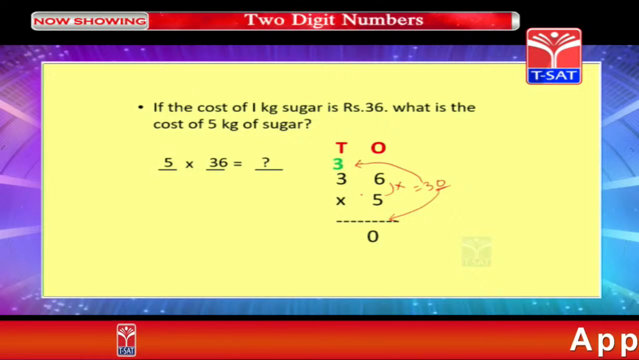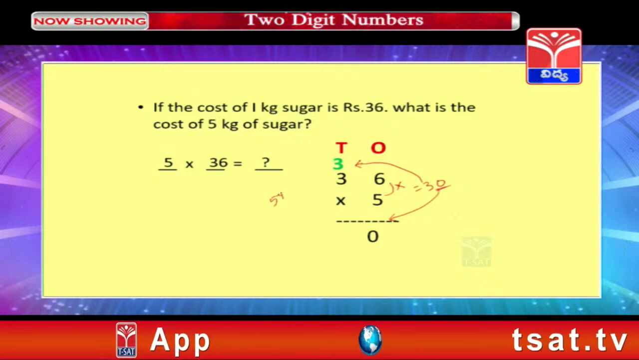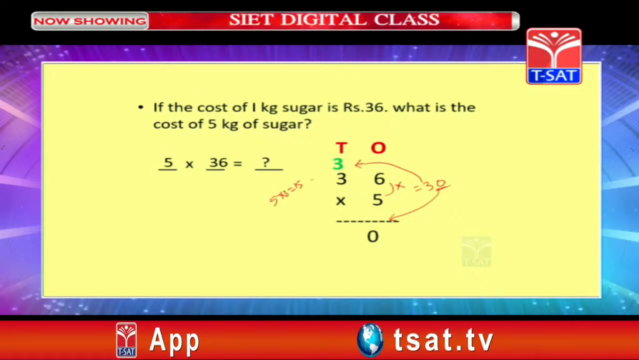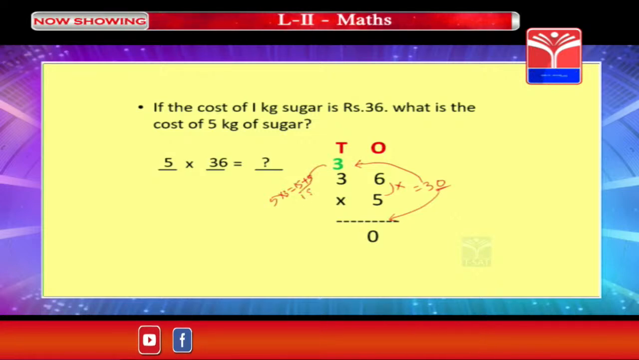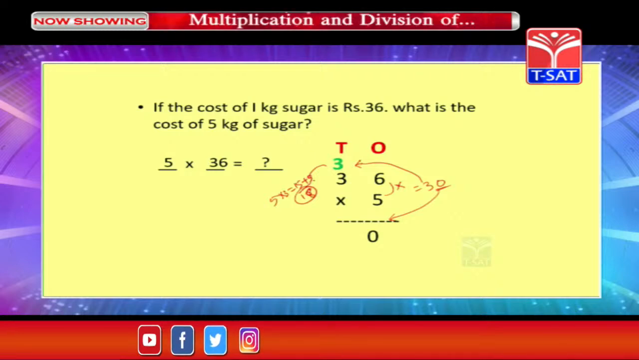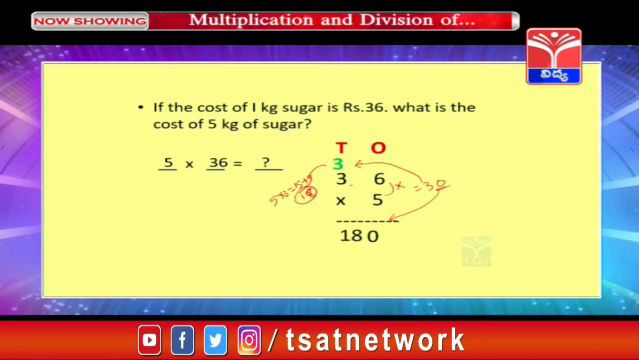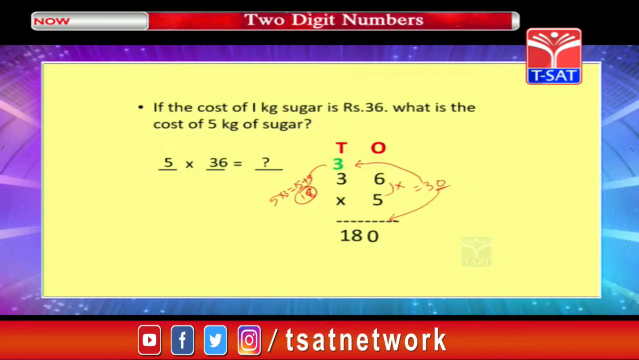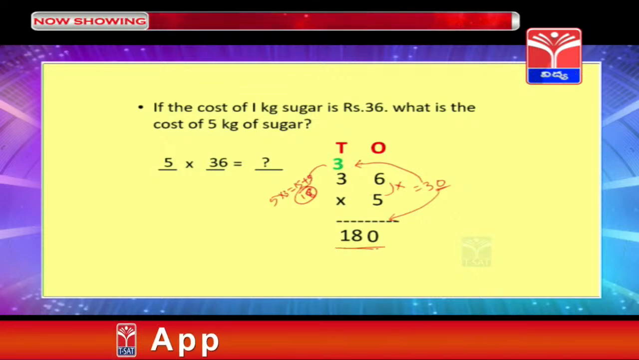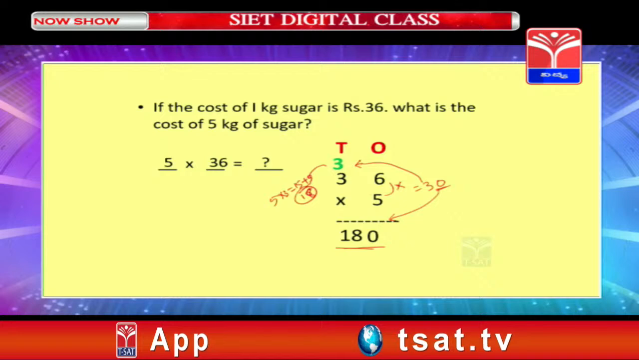So next, 5 into 3. 5 threes are 15. This carry will be added to this 15. So it will be 18. 5 threes are 15, 15 plus 3 is 18, so the result is 180. Already we know that, right?